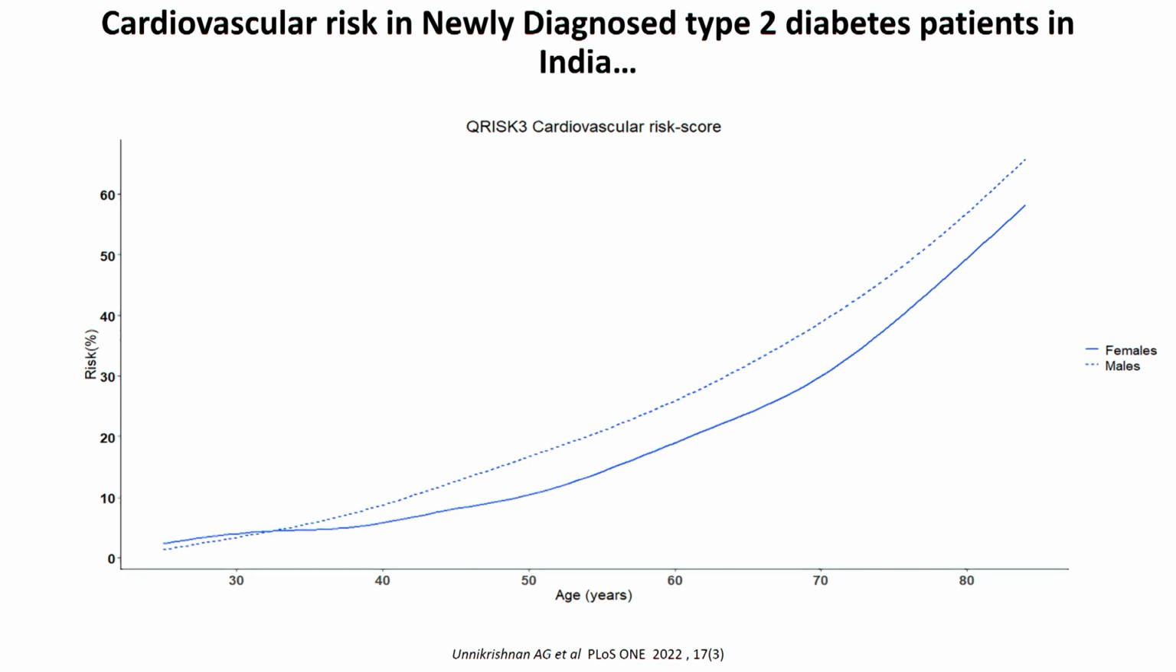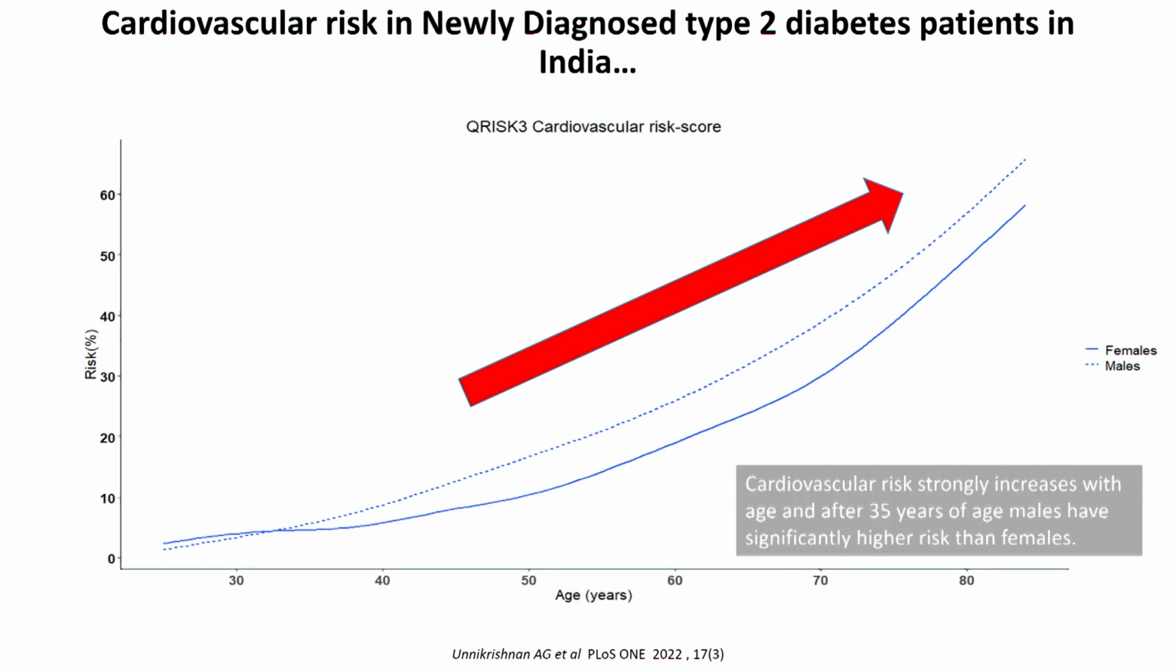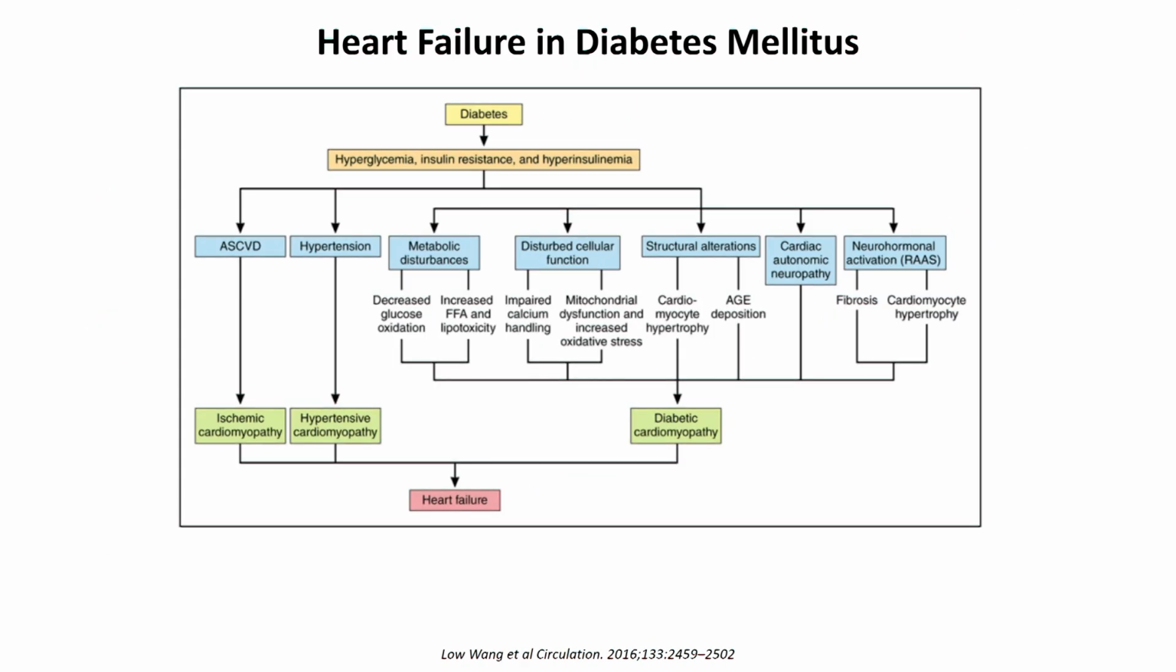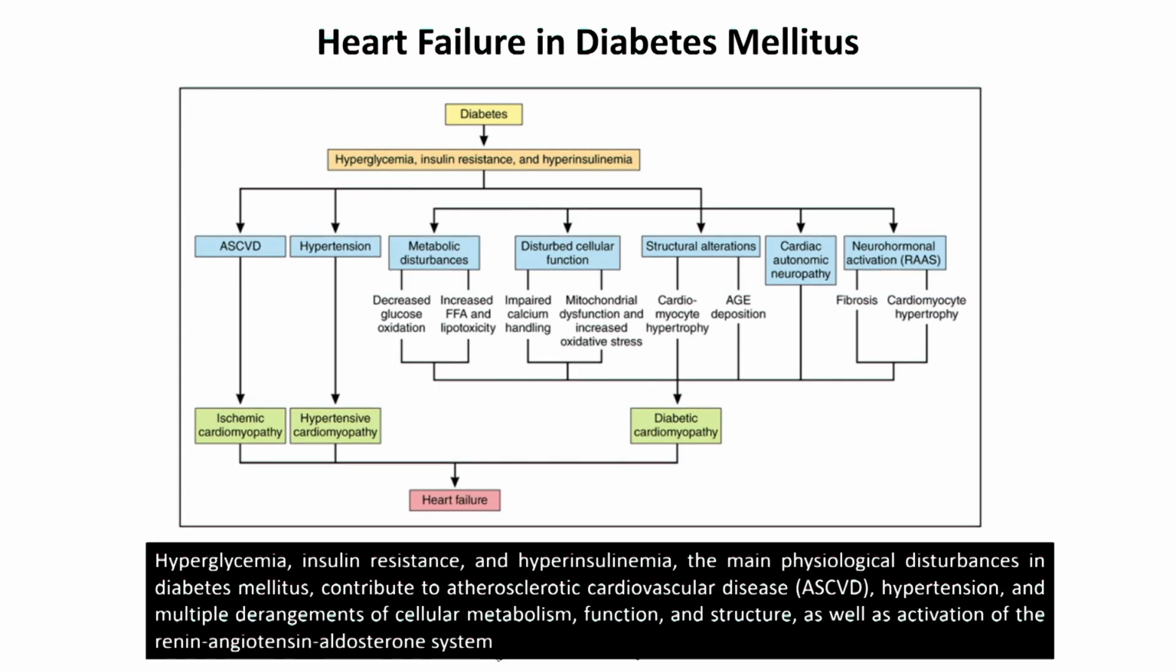This again shows that the CV risk in newly diagnosed type 2 diabetes is progressively increased, and it is very important to know that it strongly increases with age. After 35 years of age, males have significantly more risk compared to females till menopause. Not only CAD, if you look at heart failure, diabetics also have a greater degree of heart failure because of hyperglycemia, IR, hyperuricemia, and many other things.